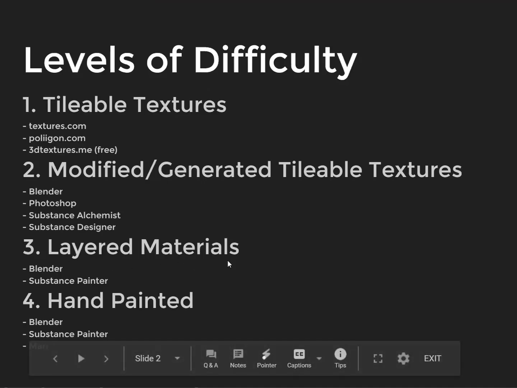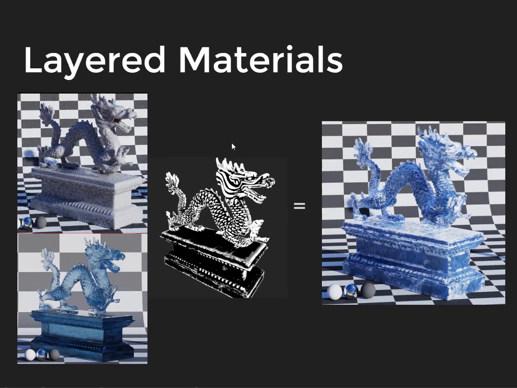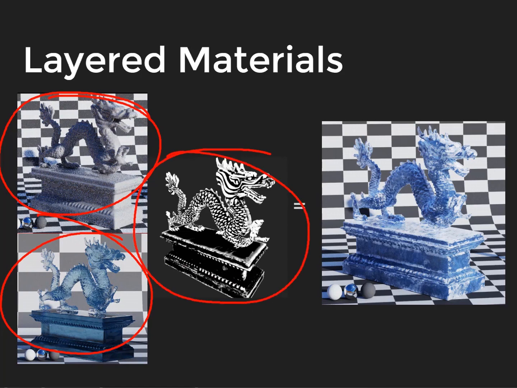So layered materials, what do we mean by that? Layered materials look something like this, is when you have a, here we got the snow material, here we got this ice material, and then we have a mask to blend between them. So this is going to be the key piece right here. We're going to be learning how to do this. We're not going to get much into this because this is more of an intermediate thing. We're going to do a little bit of it, but definitely more intermediate.